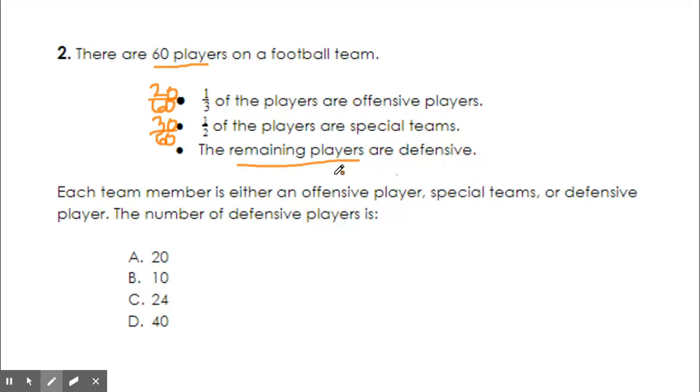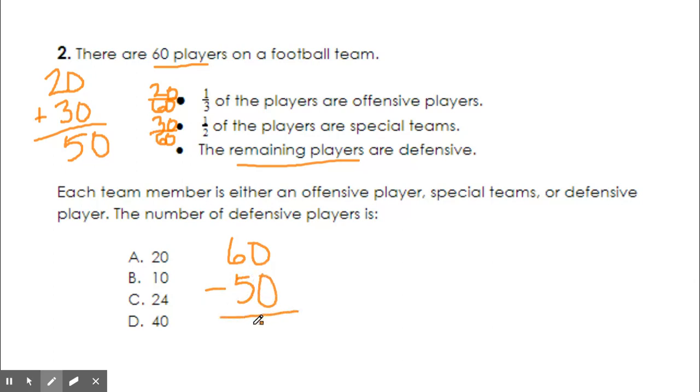So to find out how many are remaining, I need to add the 2 that I have here. 20 plus 30 equals 50. And I had a total of 60 players. So to find the remaining amount, 60 total, minus the 50 that already have been accounted for as offensive or special teams, would give me the remaining defensive, which is 10 players. So 10 players.